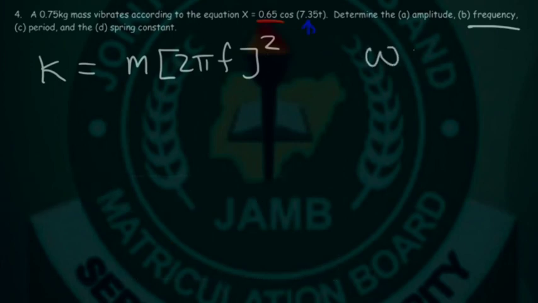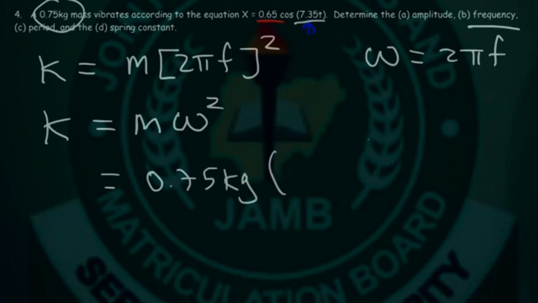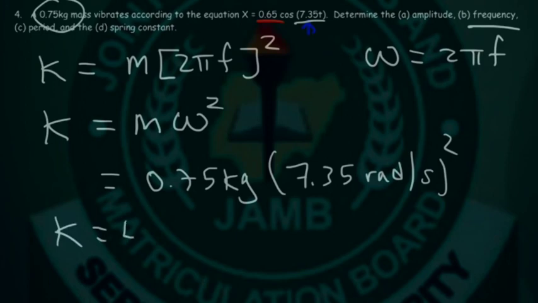So if you have the mass and the frequency, you could use that equation to calculate the spring constant. Now keep in mind that omega is 2 pi f. So we can replace 2 pi f with omega. So the spring constant is the mass times the square of the angular frequency, which we know is 7.35. So we have a mass of 0.75 kilograms multiplied by 7.35 radians per second squared. And so the spring constant is 40.5 newtons per meter. And so that's the final answer for this problem.